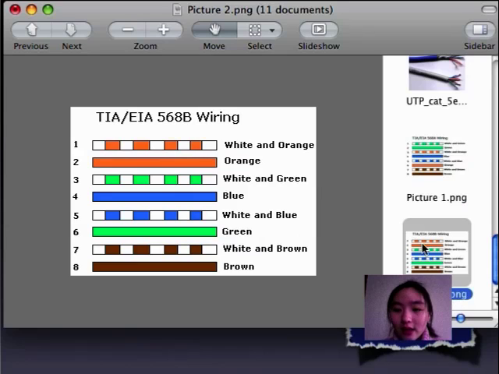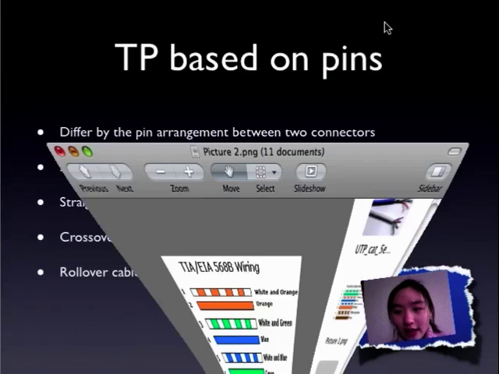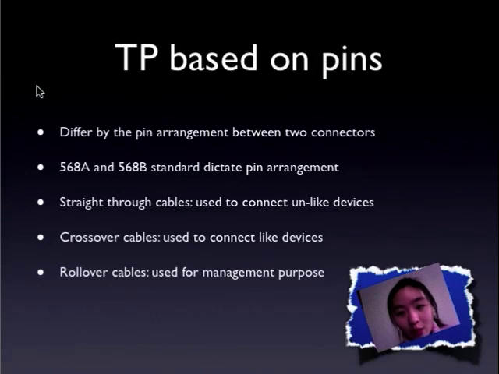On the other hand, another standard is called the 568B wiring standard. In this standard, the pin positions are specified a little differently from those of 568A. And now we'll take a look at why they're different and why they're needed.